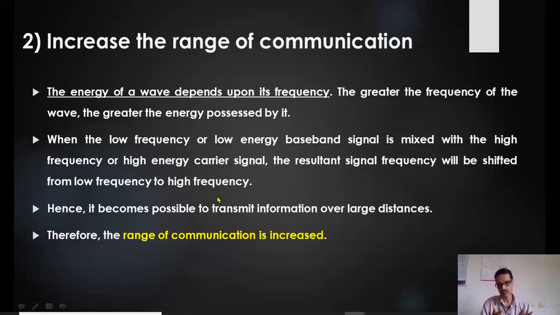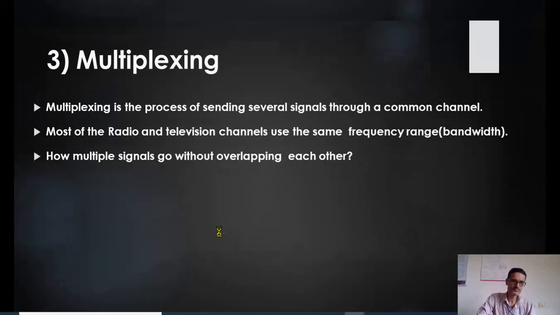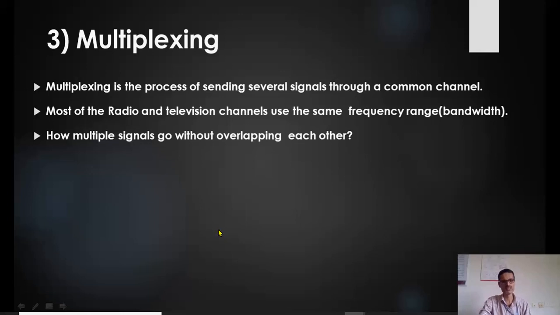If I convert that into a high frequency signal by using a modulation process, then the frequency increases, obviously the carrier frequency, and also the energy of the signal also increases. So if the energy of the signal increases, we can transmit that signal to a large range. So what we can say over here is we can actually increase the range of the communication by using the modulation.